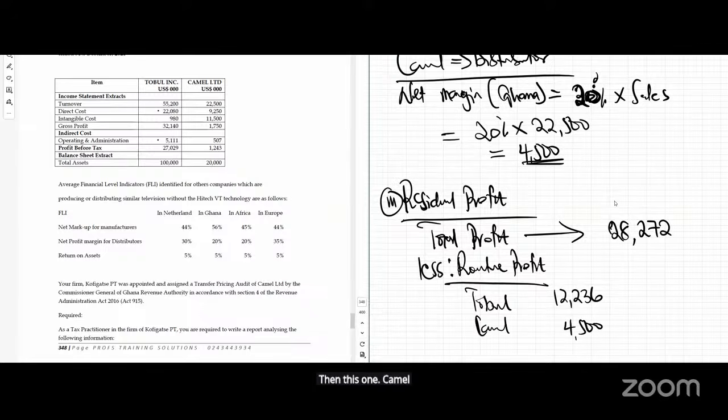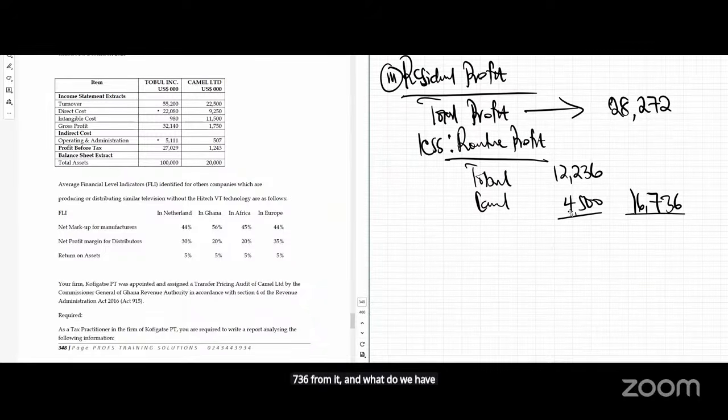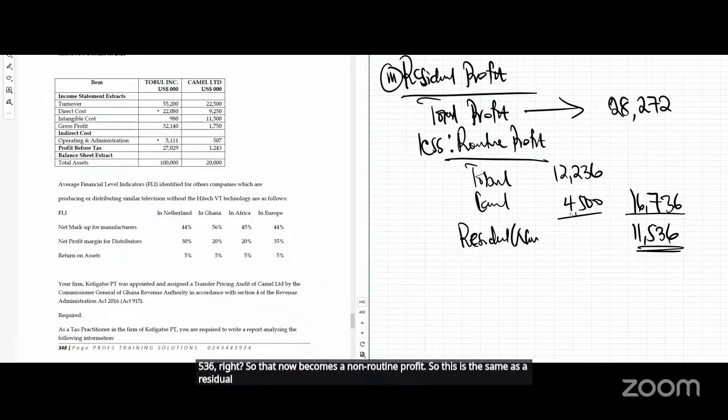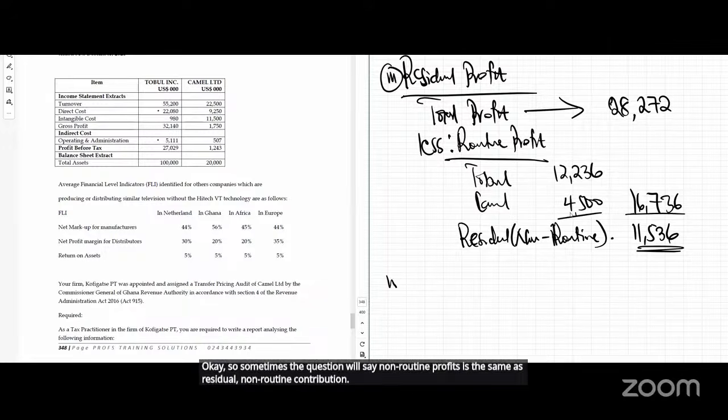If we add the two, what do we have? 16,736. So we take out this 16,736 from 28,272. And what do we have? 11,536. So that now becomes the non-routine profit. This is the same as the residual or non-routine. Sometimes the question will say non-routine profit is the same as residual non-routine contribution. Do you get it?